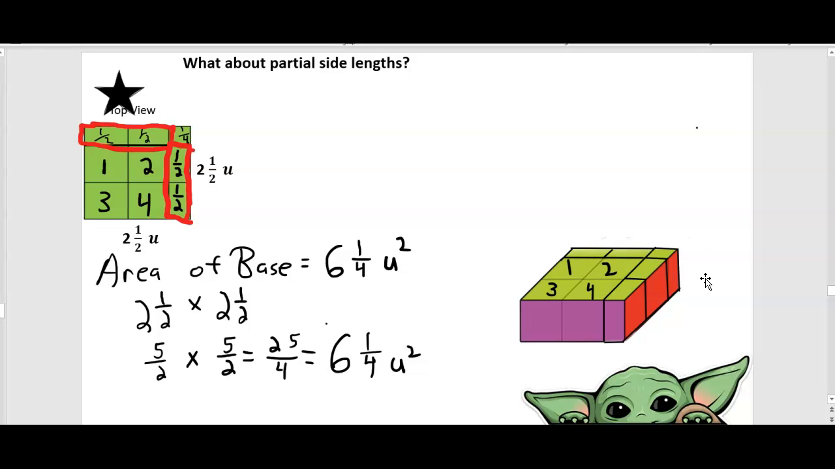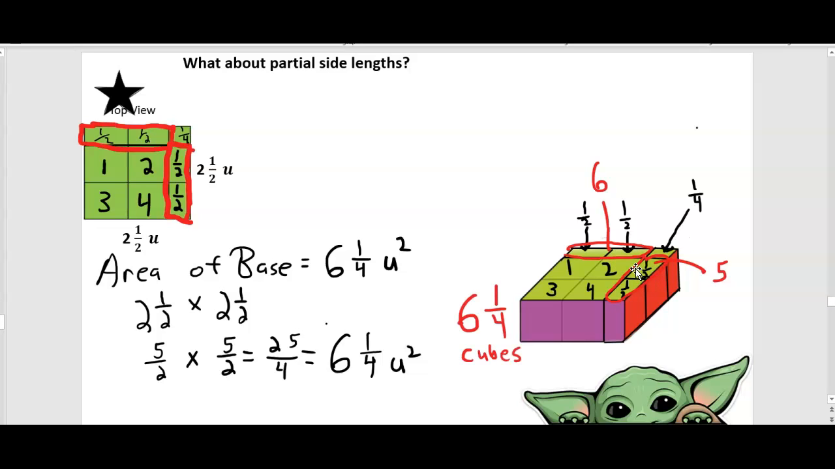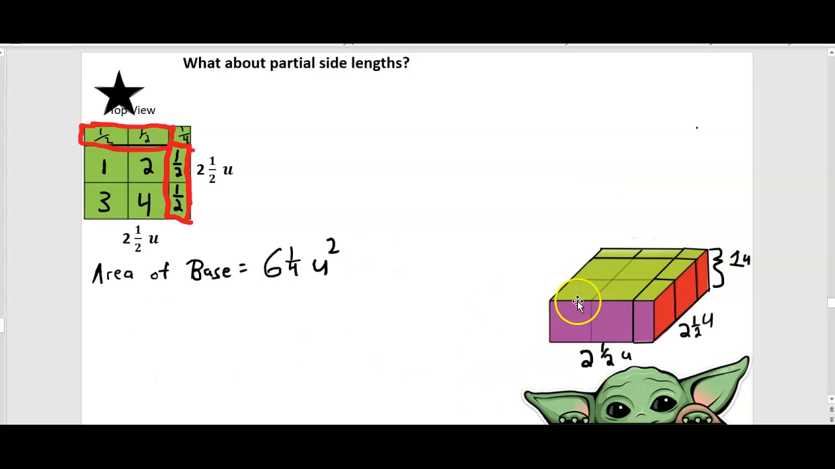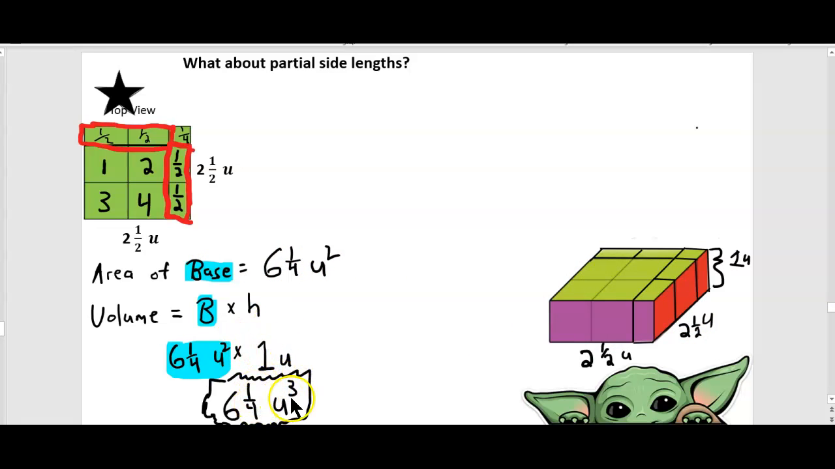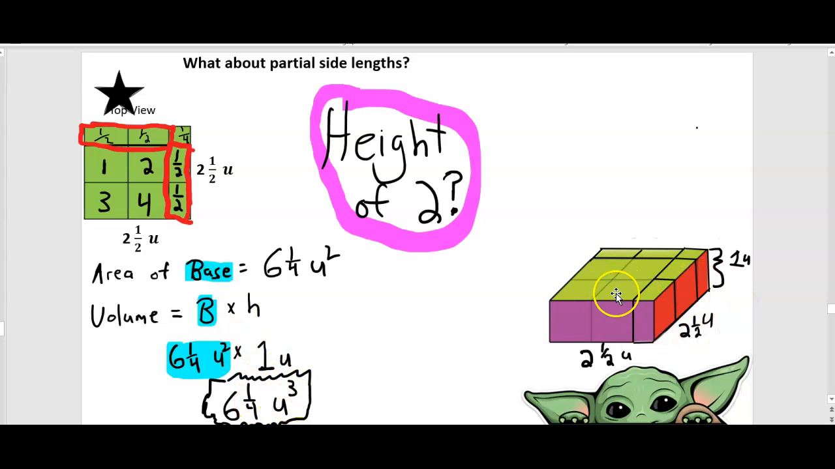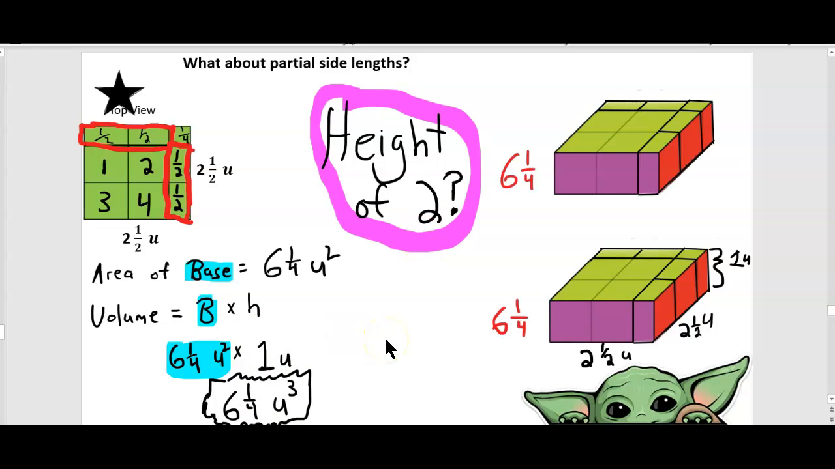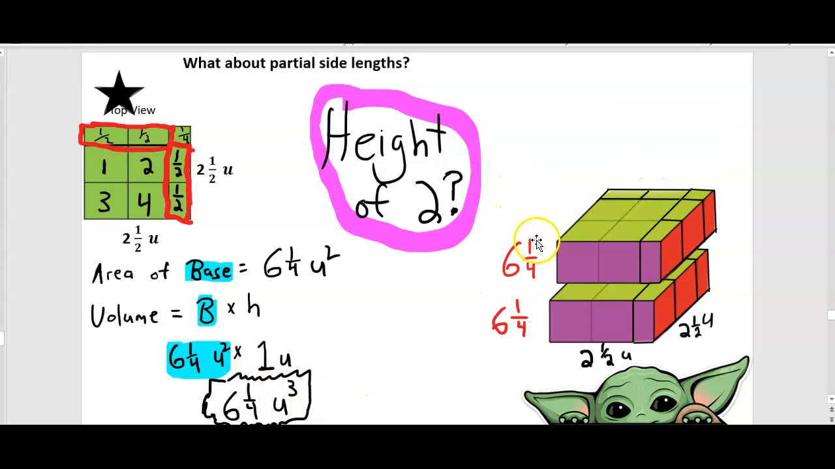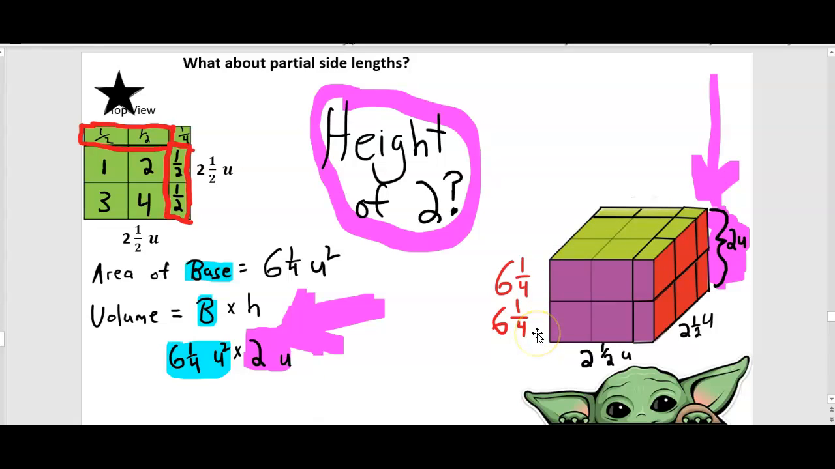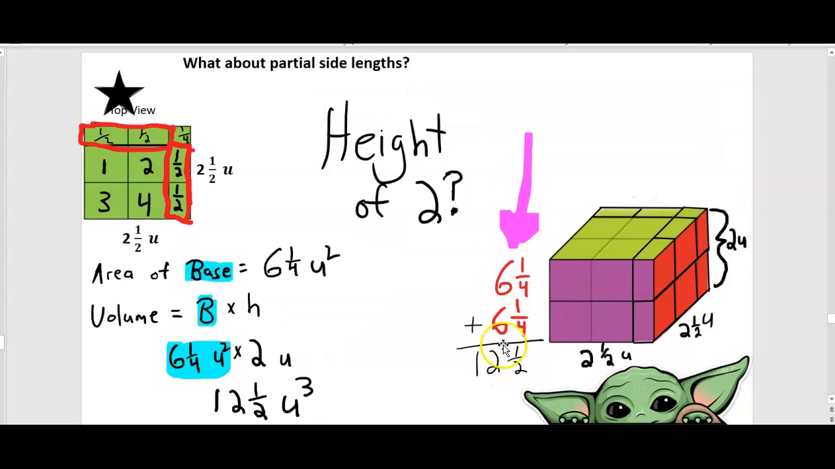You get 4, 5, 6, and 1/4 cubes, right? So that's the area of the base, but that's also, when you times it by the height, that's 6 1/4 cubes. That's one layer. So what if the height is 2? Let's drop it down, 6 1/4. Now you could say 6 1/4 times 2. Or you could just add 6 1/4 plus 6 1/4, and you're going to get 12 1/2, right?